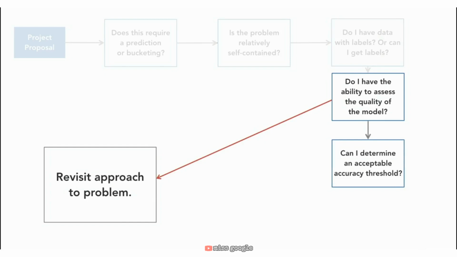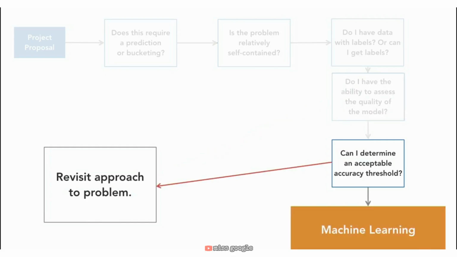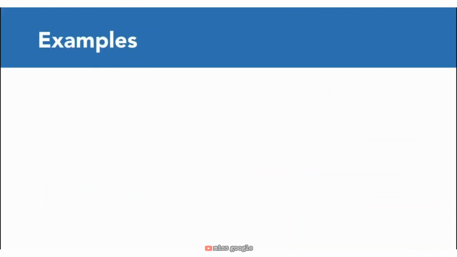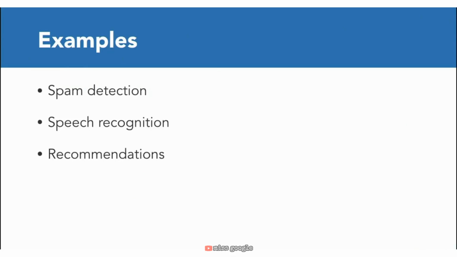Can I determine an acceptable accuracy threshold? This is where we're tying it to the business outcome. What is the break-even point? What type of accuracy do I need to get to achieve the business objective? If you can answer yes to all of those questions, then you're looking at a problem that's a really good fit for machine learning. And then lastly, some examples of machine learning in everyday life would be spam detection in email, speech recognition in Siri or Google Home, recommendations from Netflix, Spotify, and lastly, fraud detection.